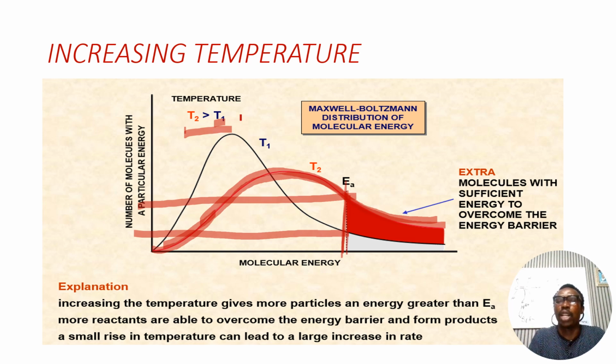So temperature is a major factor that affects the rate of a chemical reaction. As you increase the temperature, the frequency of collision of the reactant particles increases. More particles gain energy to overcome the energy barrier and can react. So it's as simple as A, B, C. Please take note of the Boltzmann distribution curve and how it can be used to explain the effect of an increase in temperature on the rate of chemical reaction.